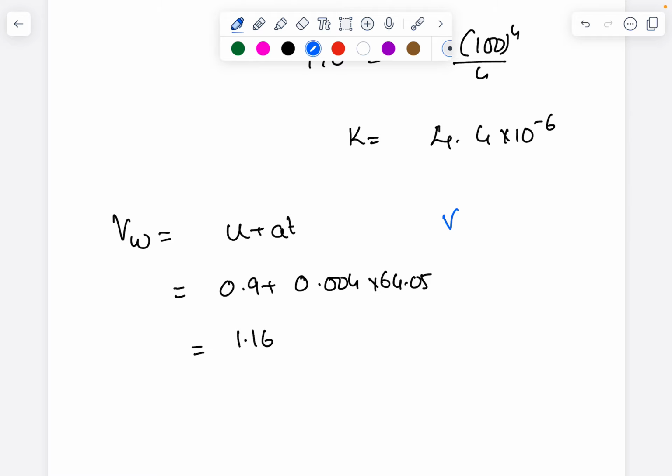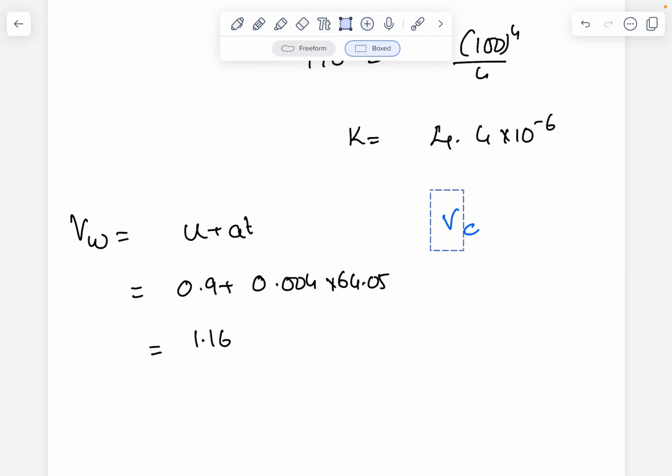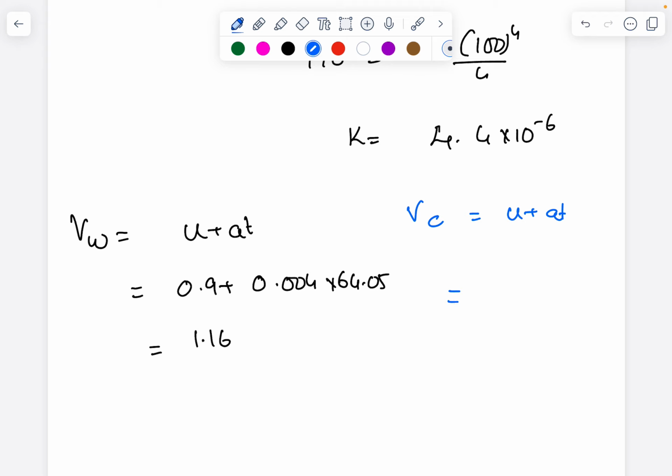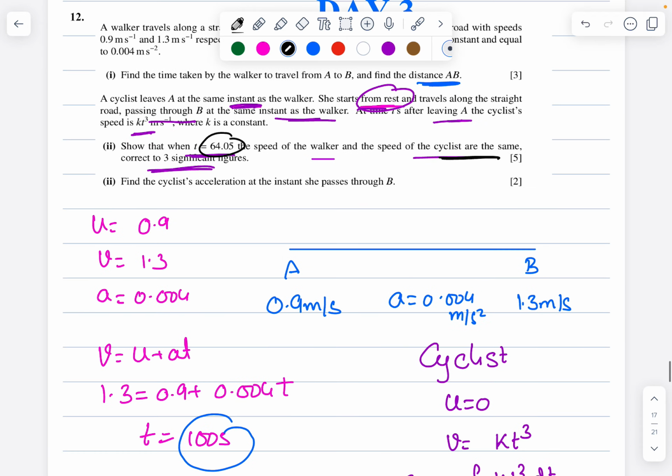And now we will be finding the velocity of the cyclist. Velocity of the cyclist, I'm going to do it with v equals u plus at. Or no, we cannot use v equals u plus at. We are going to use the formula kt cubed. K was 4.4 times 10 to the power of negative 6, times 64.05 whole to the power of 3. This also gives me 1.16 meters per second. So both the velocities are going to be the same, correct to three significant figures.